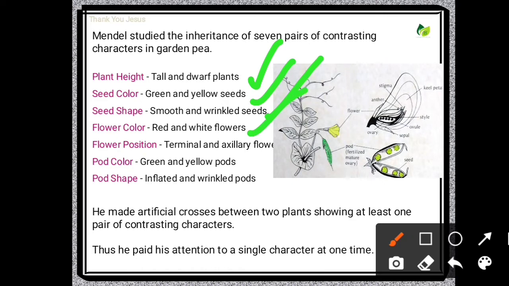Flower position: terminal and axillary. Pod color: green and yellow pods. Pod shape: inflated and wrinkled. So these are the 7 contrasting characters chosen by Mendel for his hybridization experiments.